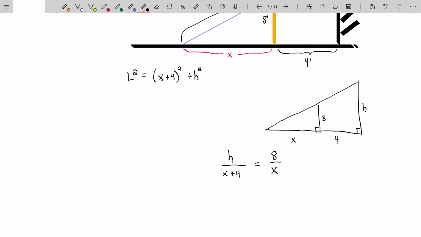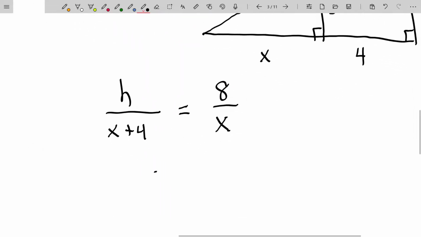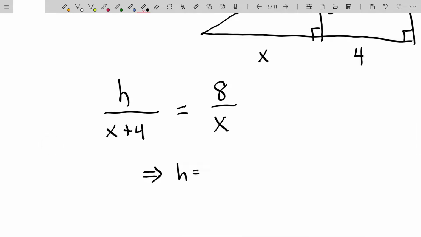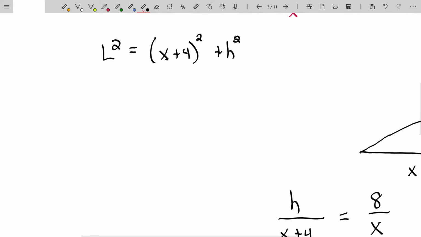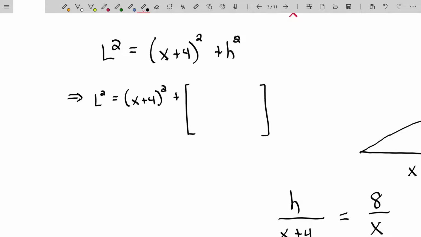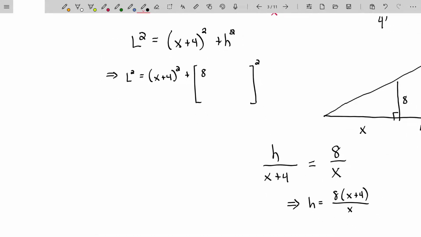Similar triangles get used more often as you move through calculus. Specifically in Calc 2, you use them quite a bit. Depends. You don't have to, but you can. So this tells us that h is equal to 8 times the quantity x plus 4 all over x. Wherever I see an h in that master equation up above, I will replace it with 8 times the quantity x plus 4 over x. And that's what I'll do right now. This implies that L squared is equal to the quantity x plus 4 squared plus h squared, but h again is 8 times x plus 4 all over x. And now we have a master equation that involves only 2 variables.